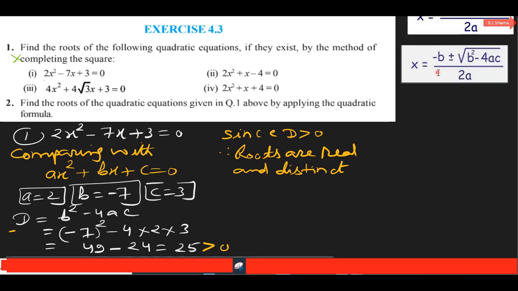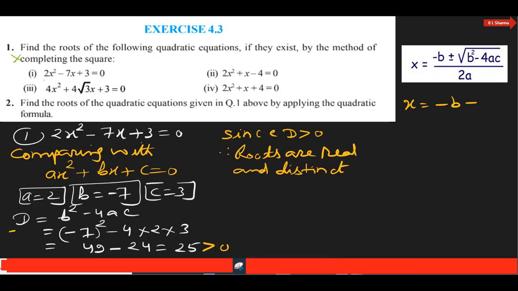So the quadratic formula is this: x is equal to minus b plus minus square root of b square minus 4ac upon 2a. Or we can also write x is equal to minus b plus minus the square root of D upon 2a, because b square minus 4ac is given by D. Discriminant is equal to b square minus 4ac. So b square minus 4ac की जगह we can write D. We already have calculated D.